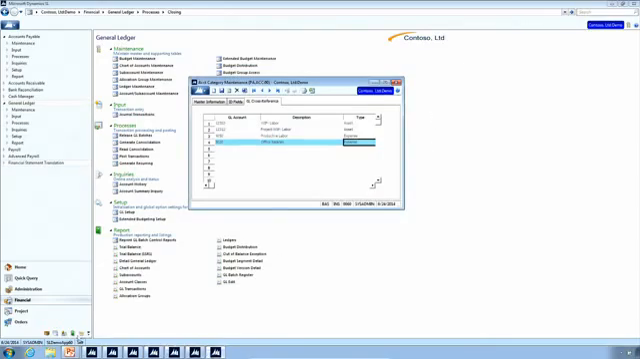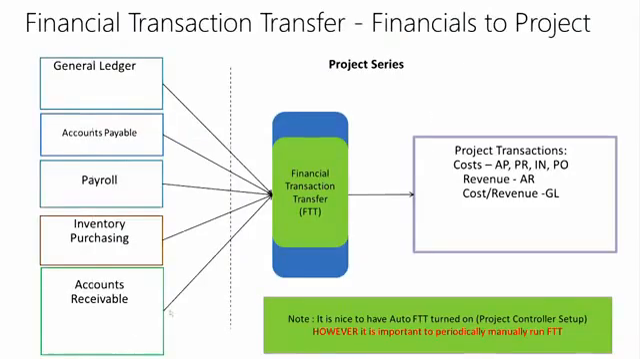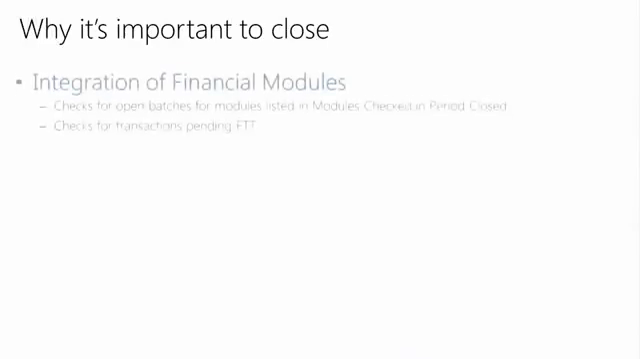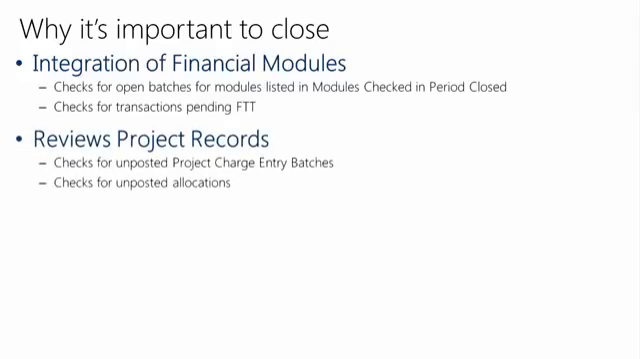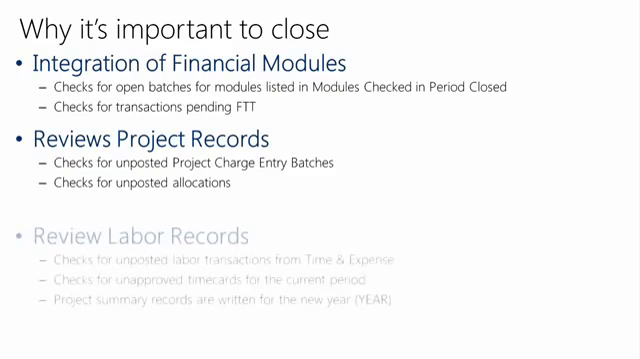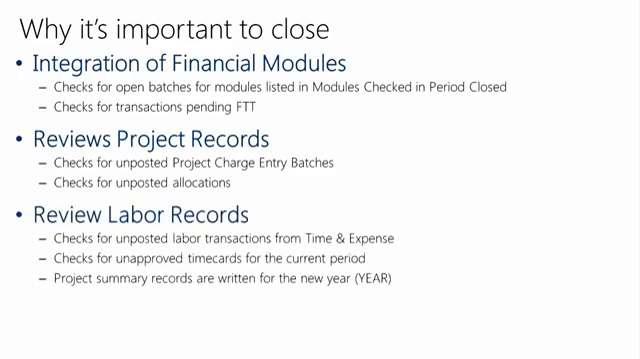So let's recap some of the important pieces of project closing. It's important to close because of the integration of financial modules. So we want to check to see, are there processes or batches that have not been processed on the financial side. Also, it checks to see if there's project charge entries that have not been processed as well. So these are transactions directly within the project controller module that haven't been processed. And it also looks for labor records that have not been processed either.